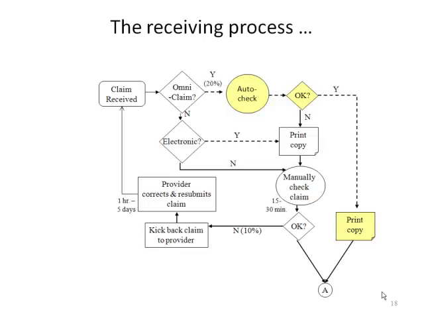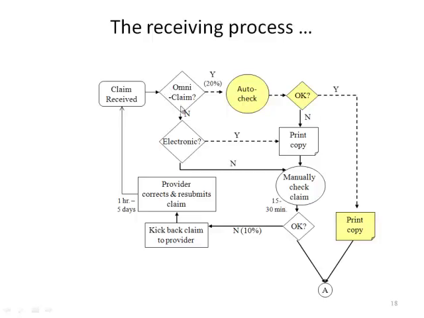Okay, here's how I map the receiving process at Omni Health Plans. First thing I want to emphasize is I'm starting with the claims being received by Omni Health Plans, so I'm setting some boundaries on this process. When a claim comes in, it really falls into one of two camps. Either it's being submitted to the Omni claim system, which means it can go through the auto check that doesn't involve people at all, or it's going to have to be manually checked.